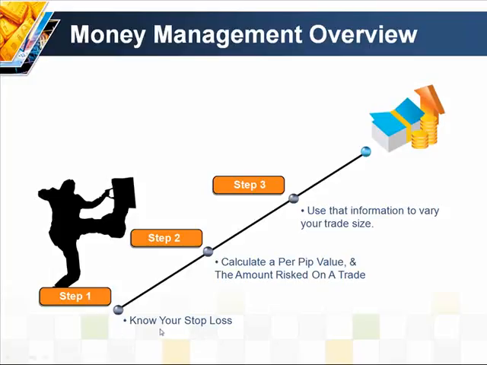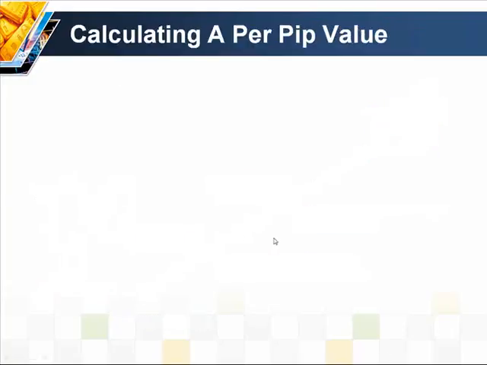All we need to do to use this system is know our stop loss. With that information, we can calculate a per pip value, and from that calculate the amount that we're going to risk on any given trade. And then we can use that information to vary our trade size according to our account balance at the time. This will all become clear as you get through this video, so let's just talk about this.